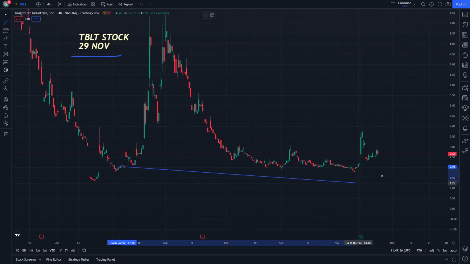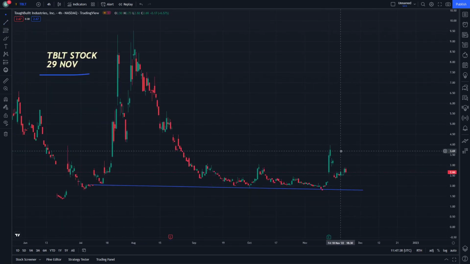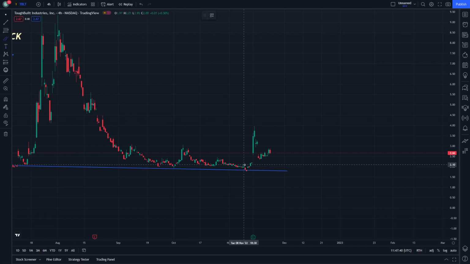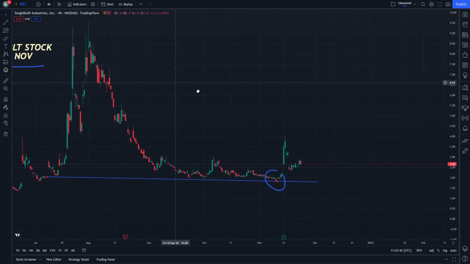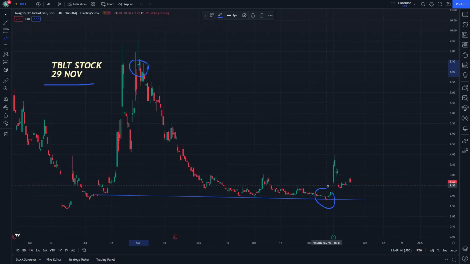We go for the trend line here, and this trend line helps TBLT to increase here from this level to this level. It increased from 1 USD and 80 to 2 USD and 80 maybe.